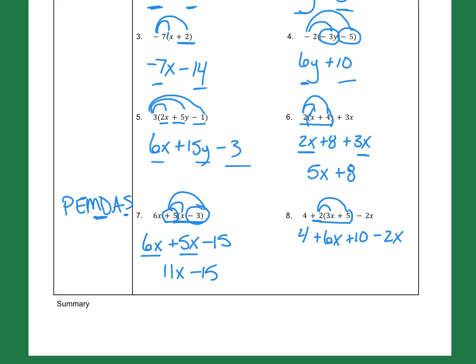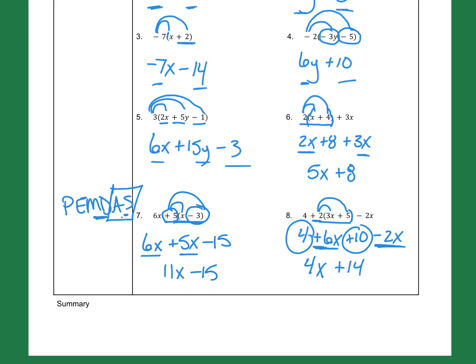And then once we're done with the distributive property, so we're done with multiplying, if we think about order of operations, all I have left here is adding and subtracting. So I go across left to right, combine like terms by adding and subtracting. So I have a 6x, a positive 6x, and a negative 2x. Integer rules tell us that that's going to be 4x. And then I have a 4 and a positive 10, which makes a positive 14.